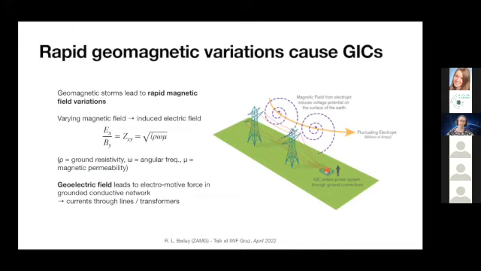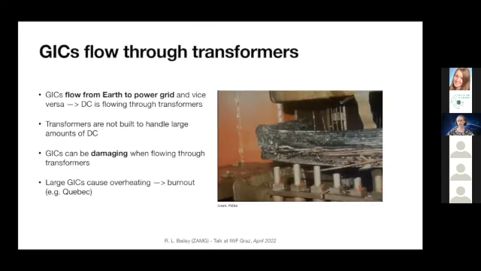This ends up as an EMF that flows through the loop formed by the power grid lines and the ground. They flow through the transformers, which is where the problem lies, because transformers are not built to handle currents that are not AC flowing through them. They are built for AC, and the GICs that flow from the Earth to the power grid are primarily DC because they are so slowly varying.